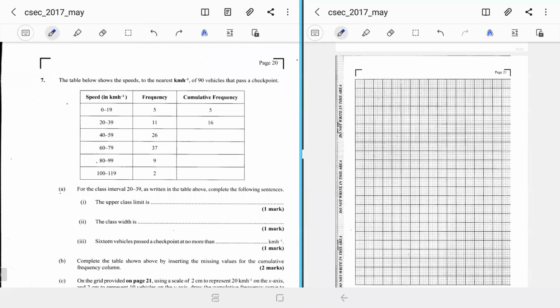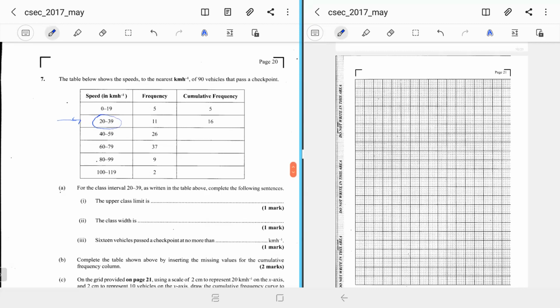Question says, for the class interval 20 to 39, that's this one, for that class interval, as written in the table, complete the following sentence. The upper class limit. Now, what's the upper limit? What's the upper class limit? 39.5? No, boss. There's a difference between limit and boundary.